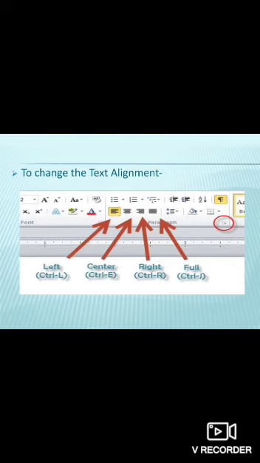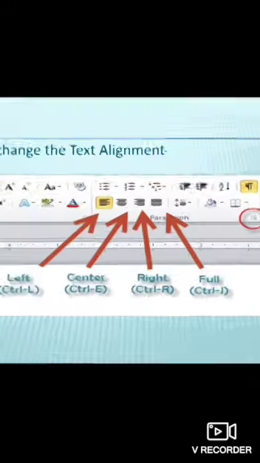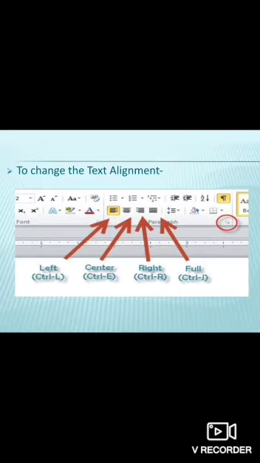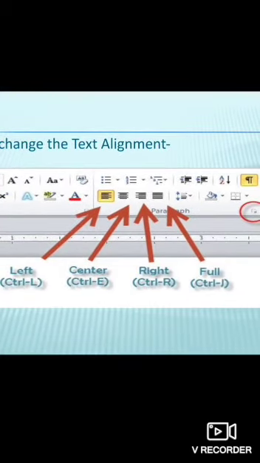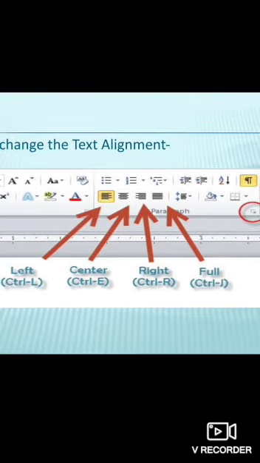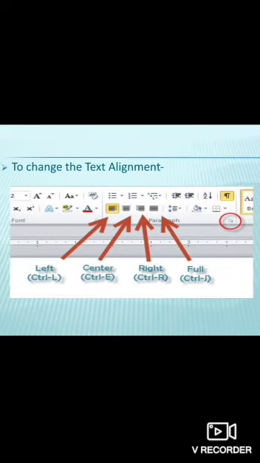Next, how to change the text alignment. Again, first you need to select the text you wish to modify. Then select one of the 4 alignment options from the paragraph group on the Home tab, as you can see here. And you can also see the shortcut keys present below. For left alignment, the shortcut is Ctrl plus L. For center alignment, it is Ctrl plus E. For right alignment, it is Ctrl plus R. And for full or justified alignment it is Ctrl plus J.